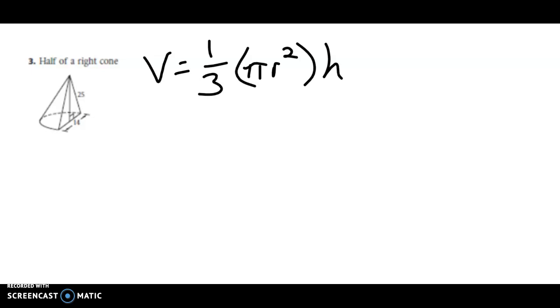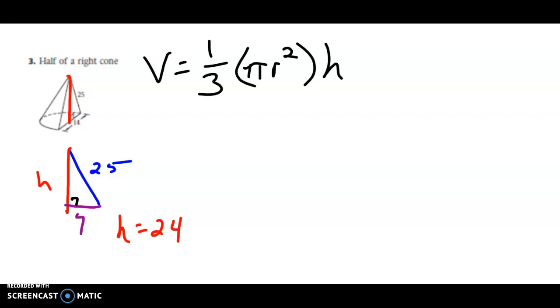All right, so here we're given the slant height, which is 25. We don't know the actual height, which is what we have to find. And then we have this length right here, which we know is going to be half of 14, or 7. So doing this, if you remember, it's Pythagorean theorem, but if you remember, that's a triple. So h is going to be equal to 24.